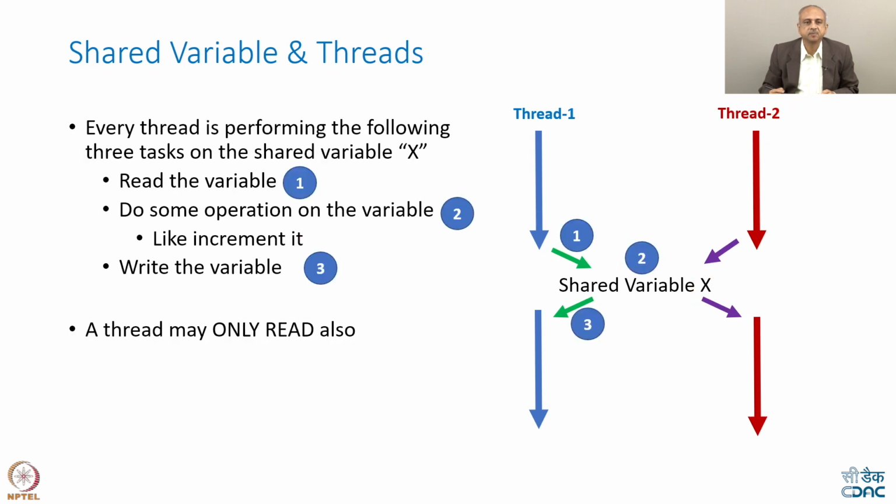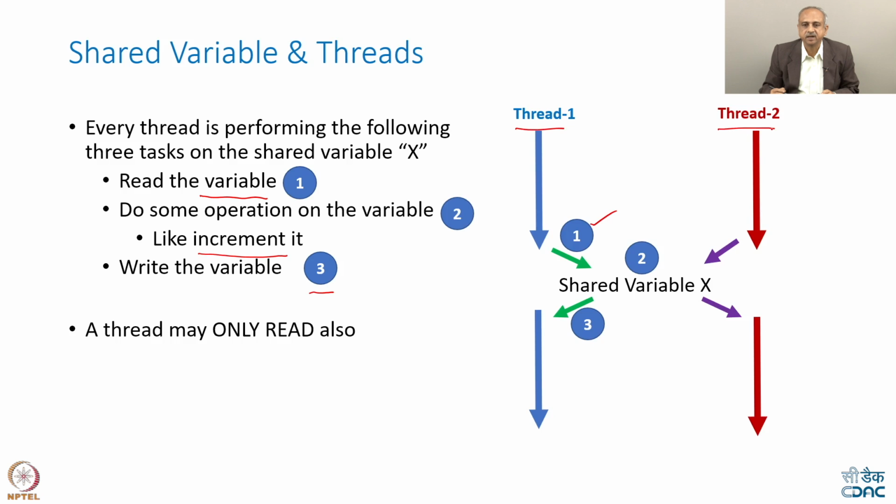These are the steps that are followed, that you would have realized in the previous slide: the first step is a read operation that happens here. Then you perform some operation on the variable, like in the example we saw previously, where we were incrementing it, and then you write the variable. So, this is being performed by two threads, thread 1 and thread 2.